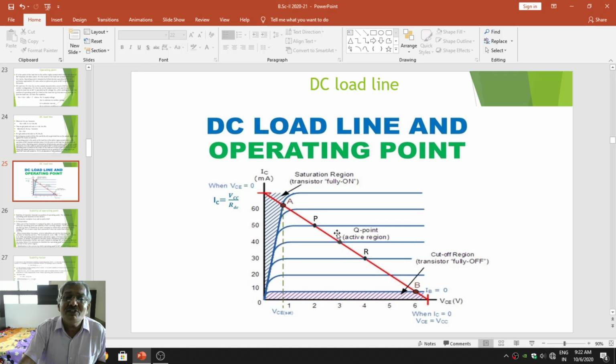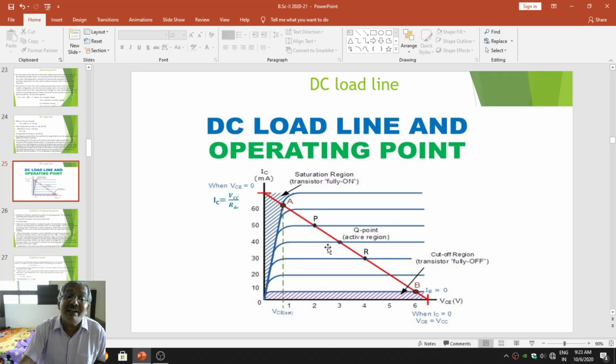Then the input junction of BJT is forward biased and the output junction of BJT is reverse biased. During this Q point, IC will be located here, VCE will be located here. So around this point, the variation of IC and VCE takes place. This point we can call the operating point. This is the point around which the operation of BJT depends. This is the point around which the transistor is silent.